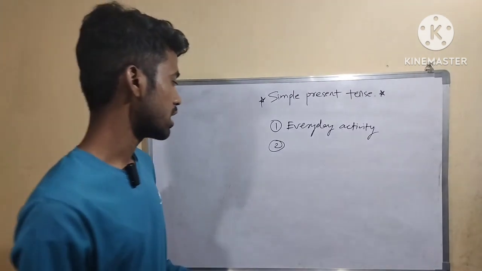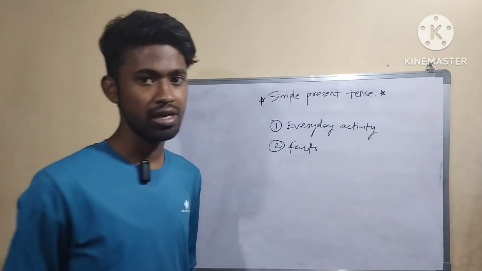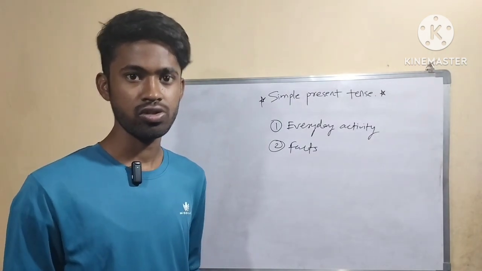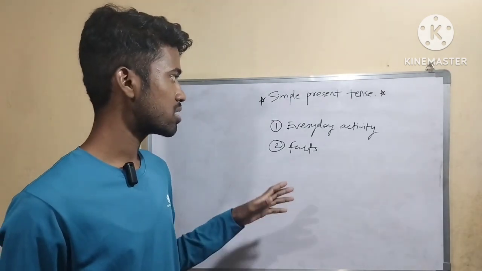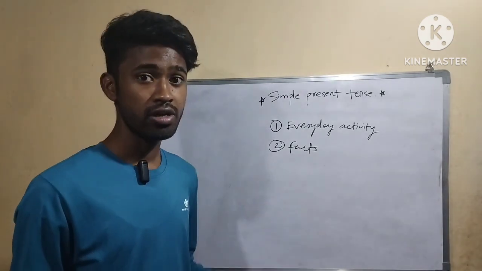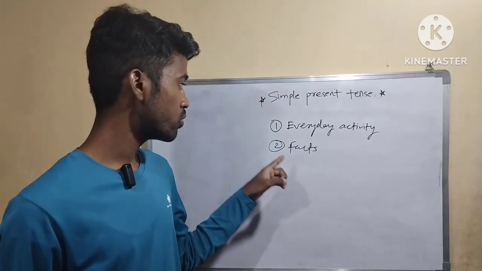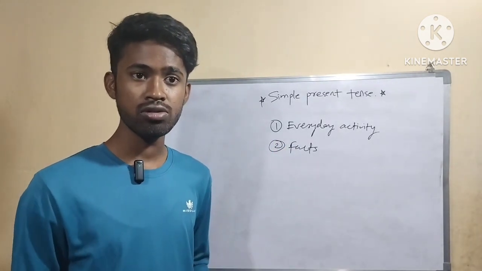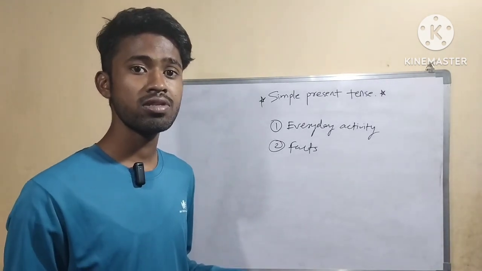So here the second use, that is facts. To tell the facts we use simple present tense. So the earth revolves around the sun. So this is the fact, right? So to tell this fact we use simple present tense. Okay, you understood up to this. So to tell the everyday's activity and to tell the facts we use simple present tense. So this is when we have to use simple present tense.